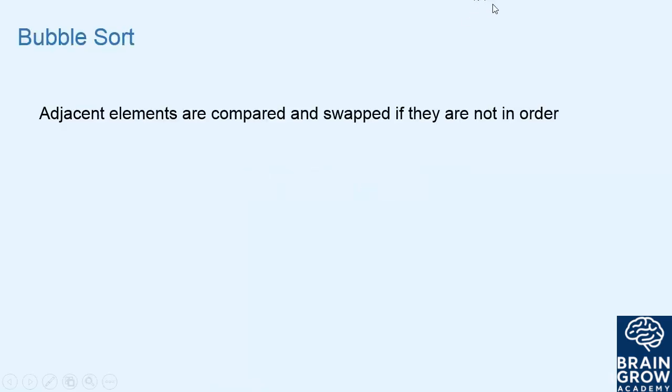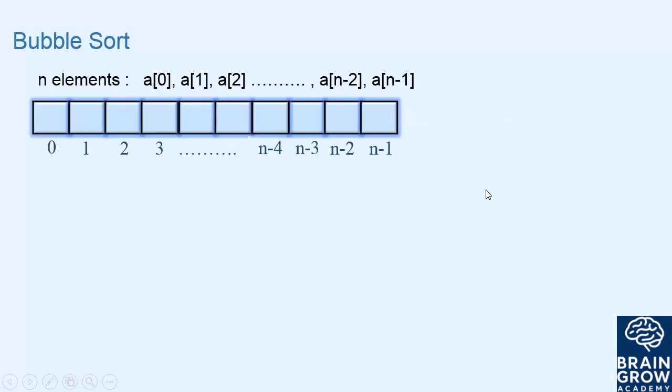In this video we are going to discuss the bubble sort algorithm. In bubble sort, sorting is performed by comparing adjacent elements and swapping them if they are not in order. Let's see the whole procedure of this bubble sort algorithm. Suppose we have this array A of n elements and we have to sort it in ascending order using bubble sort.